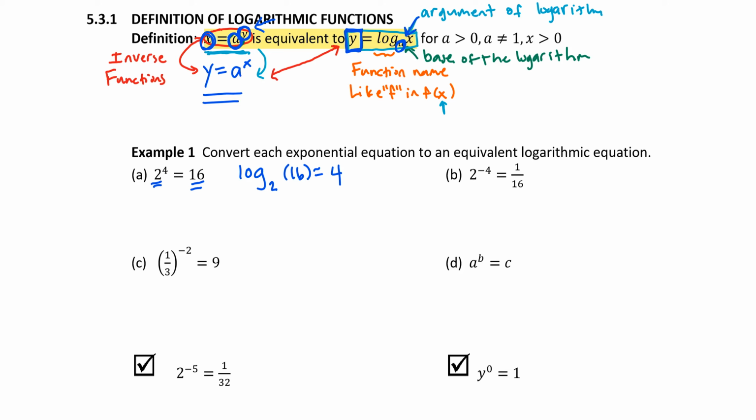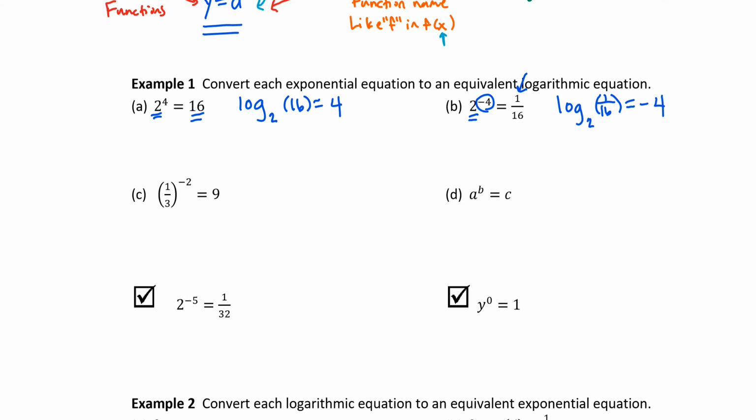Now, let's try that pattern again. Example B, 2 to the negative 4th equals 1/16. So I'm going to convert to logarithmic form. The base of the exponential equation becomes the base of my logarithm. The argument is the result of the evaluation. So I'm going to put 1/16 in the argument, and this is equal to the exponent. The exponent is always isolated for the logarithm. Getting used to that pattern is going to help your understanding of logarithms.